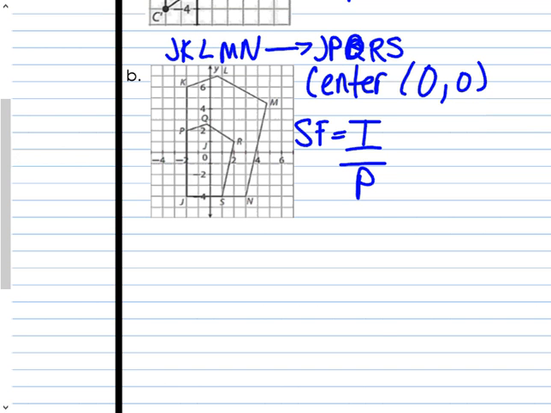So the length of the side of my image divided by the length of the side of my pre-image. So I'm going to do JS. JS is 1, 2, 3, and JN is 5. Can it be reduced at all? No, it cannot. So my scale factor was 3/5. We're going to stop right there, and I'm going to record the rest of this on a second video.